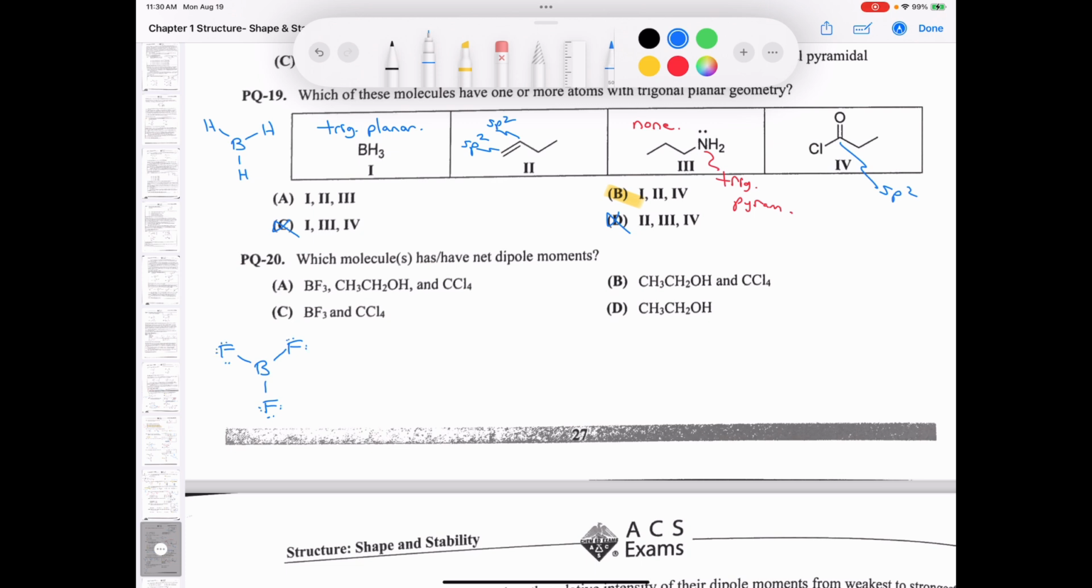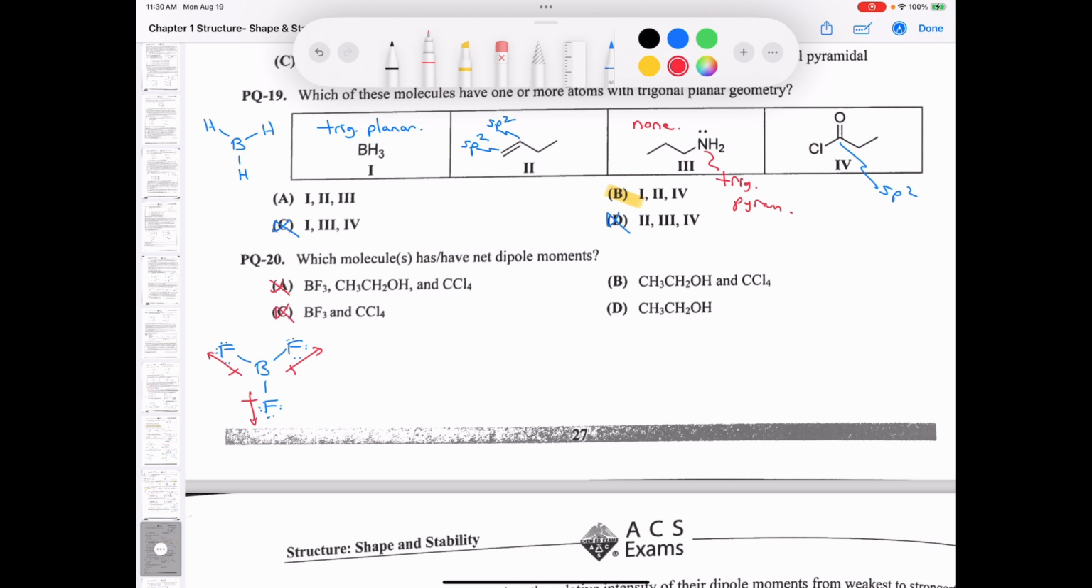However, even though we have polar bonds in boron trifluoride, since it's trigonal planar, the dipoles are all going to cancel out, right? They're pulling in equal and opposite amounts. And so there's no dipole in this compound. So we can cross off this one and this one.